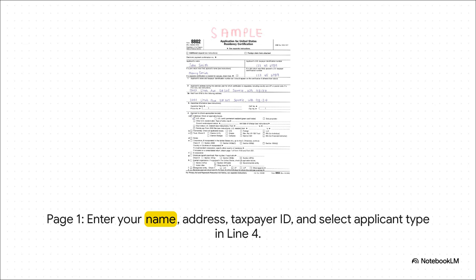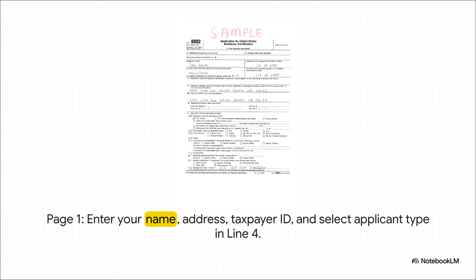Okay, let's actually look at the map itself. This is page 1 of the form. Up at the top, lines 1 through 3, that's the easy stuff. Your name, your taxpayer ID, and your address. But then, check out line 4. This is where you have to tell them what kind of applicant you are. An individual, a partnership, a corporation, whatever it may be.